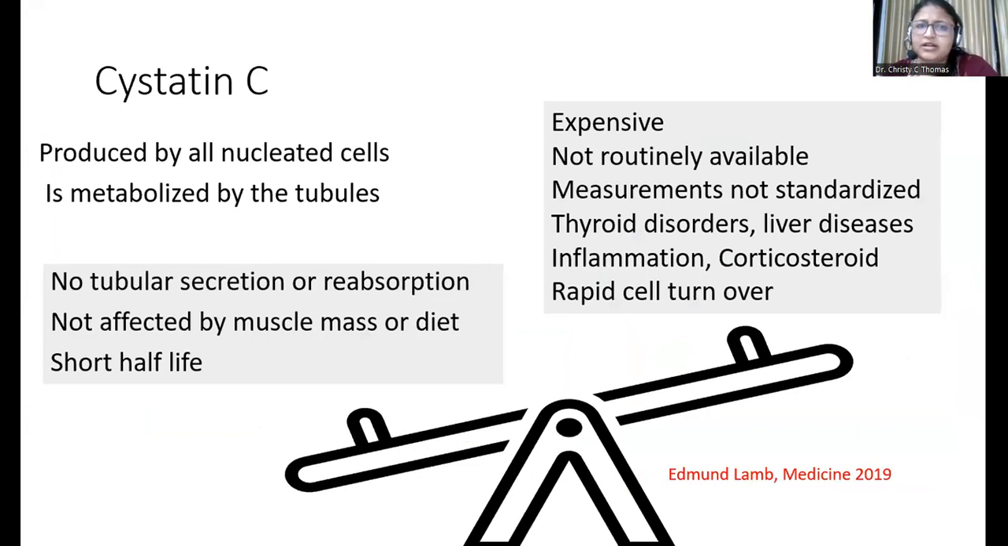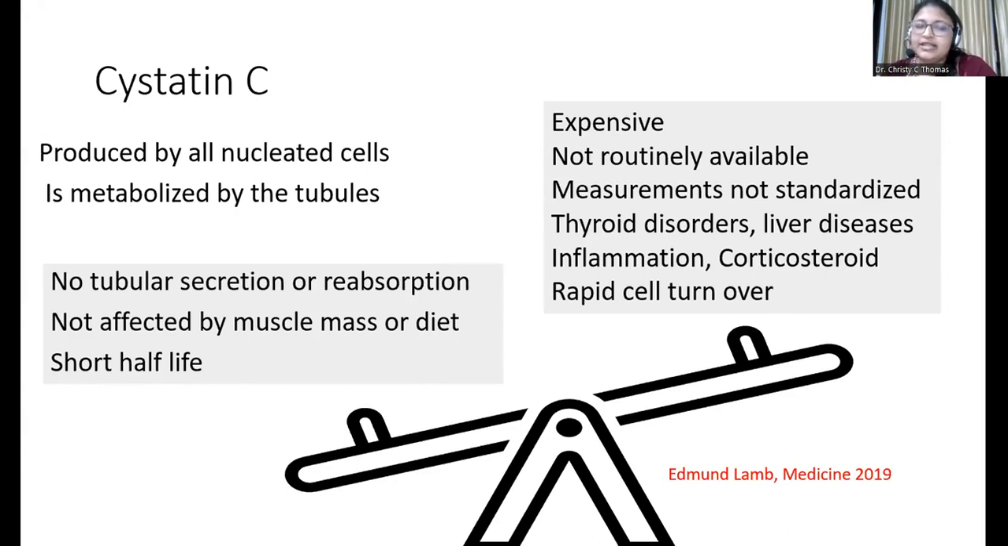So as an answer to the main limitations of creatinine, we have another endogenous molecule, cystatin C. It's produced by all nucleated cells and is metabolized by the tubules. It has no tubular secretion or reabsorption. It is not affected by muscle mass or diet, and it has a short half-life. But it has some limitations also. Its assay is expensive, not routinely available. Measurements are not standardized. Level varies in thyroid disorders, liver disease, inflammation, corticosteroid therapy, and in conditions with rapid cell turnover.